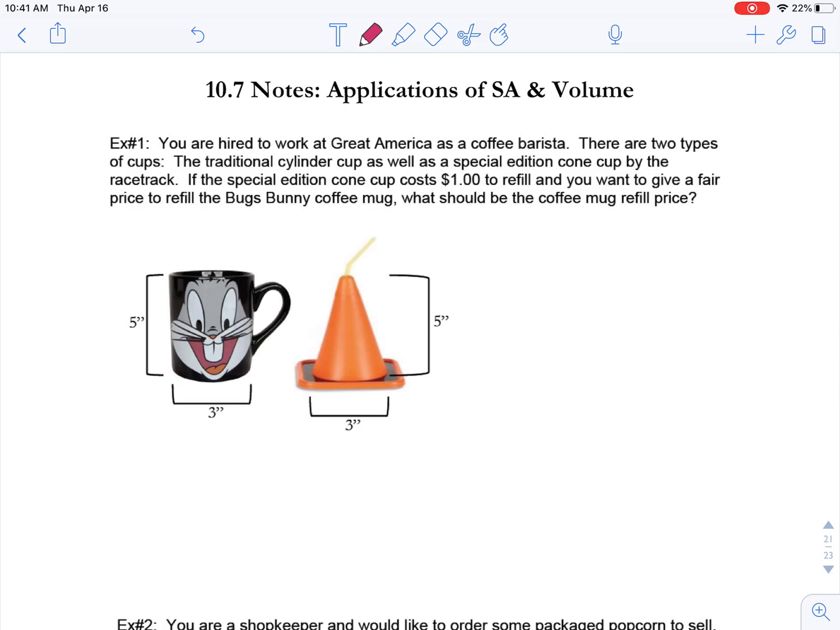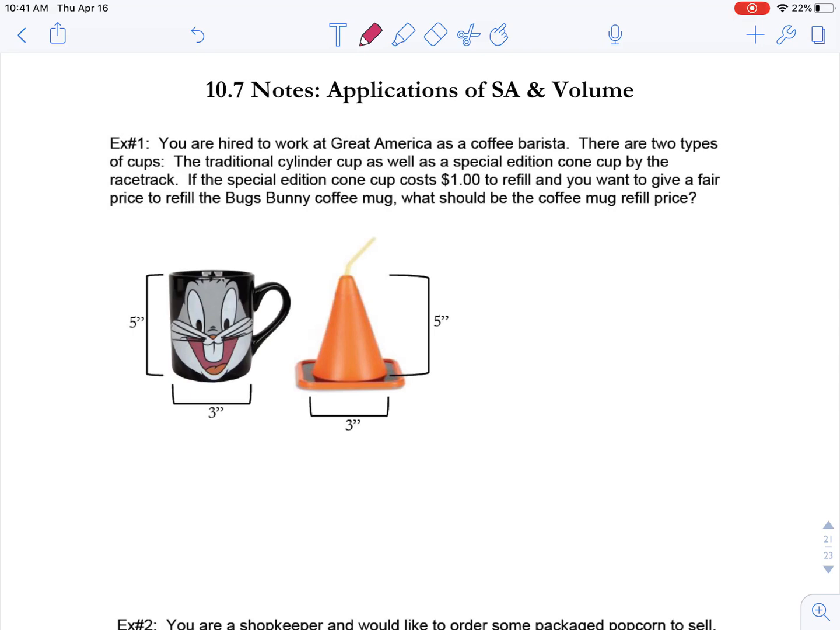You are hired at Great America as a coffee barista. There are two types of cups. You have your traditional cylinder cup as well as a special edition cone cup by the racetracks. We have a cylinder here on the left, and the cone here on the right. If the special edition cone cup costs $1 to refill, and you want to give a fair price to refill the Bugs Bunny coffee mug, what should be the price of a coffee mug refill? So when we mean a fair price, we mean whatever I'm paying per ounce should be equal.